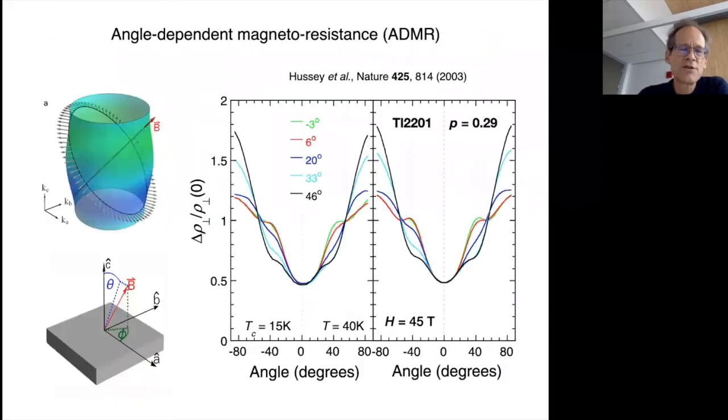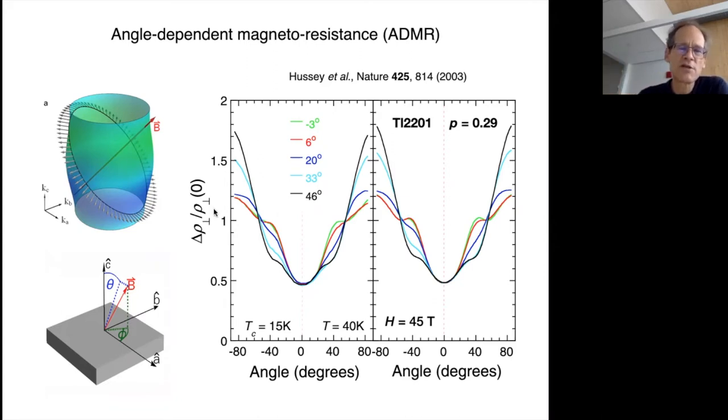Okay, so the measurement. Here's a sketch of the Fermi surface. It's a quasi-2D Fermi surface cylinder, with a little bit of warping like this, just a single cylinder. As you change the field direction, you induce orbits. Electrons will perform orbits around the Fermi surface, and these orbits result in a change in the resistivity as you change the angle.